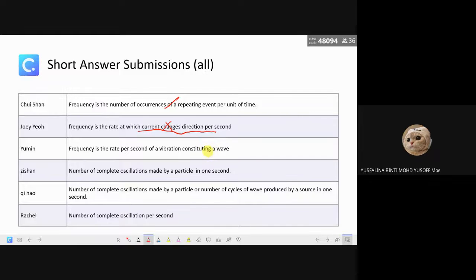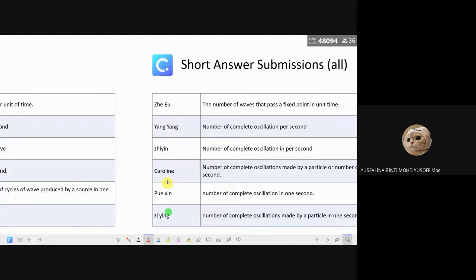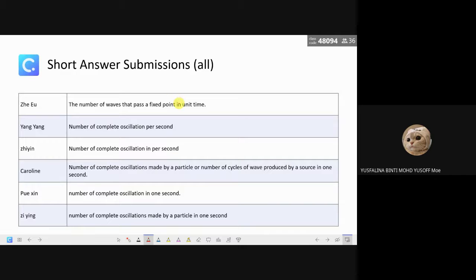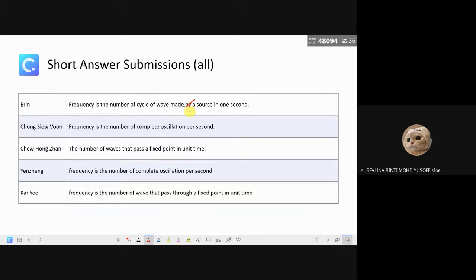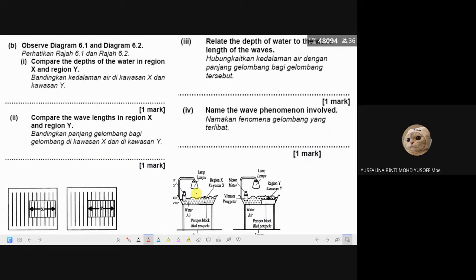Of reference, the rate of current change, vibration constituting a wave, by particles produced, number of waves that pass a fixed point in unit time. I don't think I will accept that one. You must have the word complete. Number of cycles of wave made. Number of complete oscillations. So you must have the word complete oscillation.